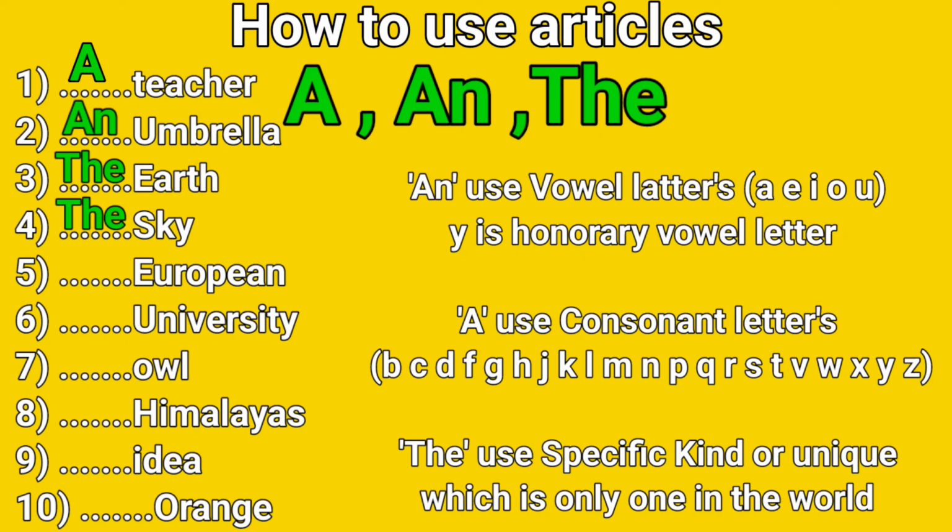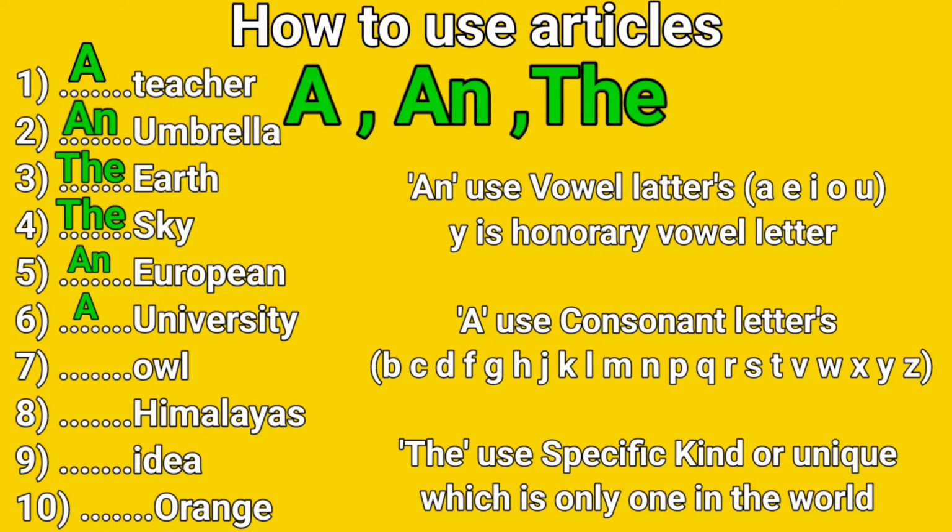Question number 5: blank European. The starting letter is e, so it is called a vowel letter, but the pronunciation is "European", so the starting sound is u, so an European. Question number 6: blank university. The starting letter is u, so it is also called a vowel letter, but the pronunciation is "university". The sound is like "yu", so it becomes a consonant sound, so use a, so a university.